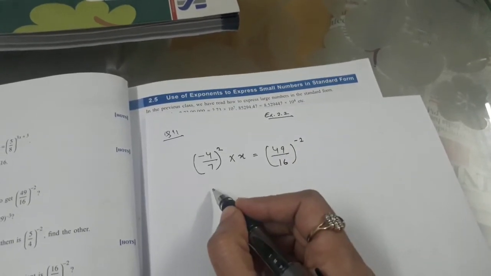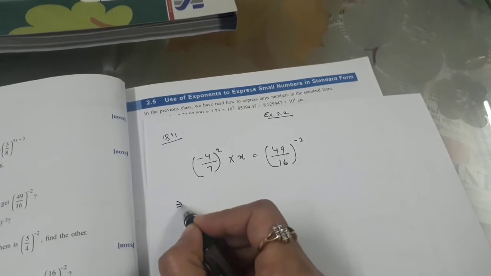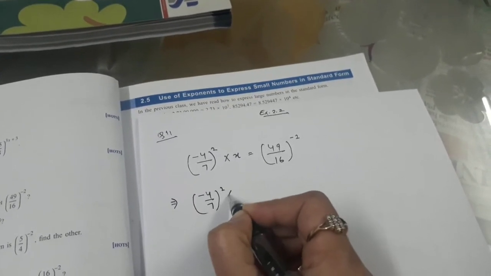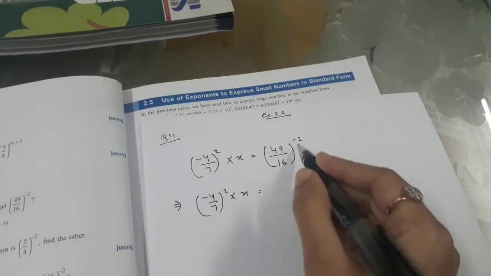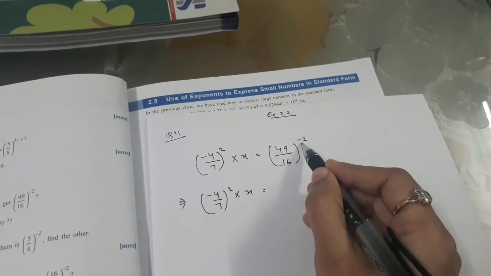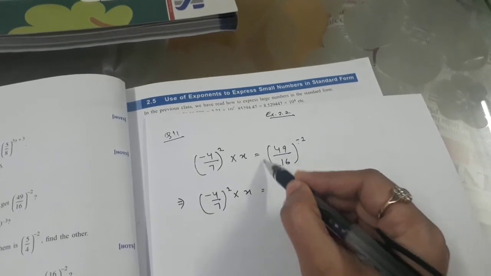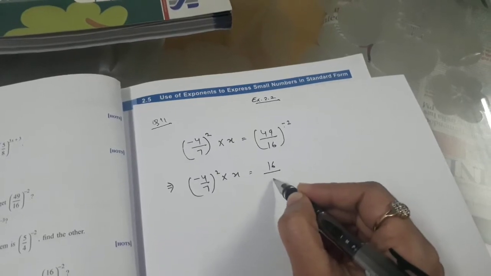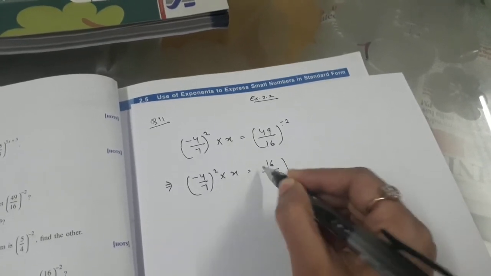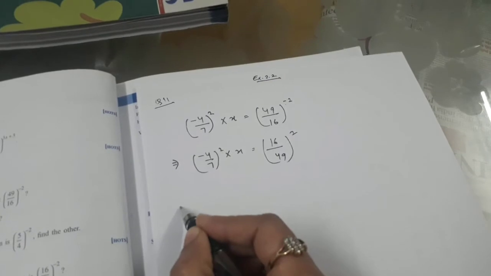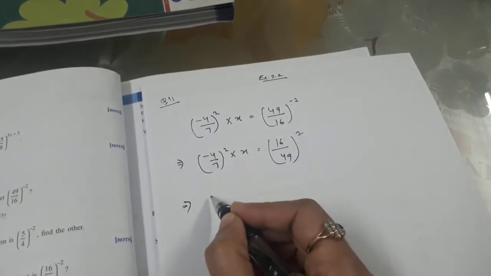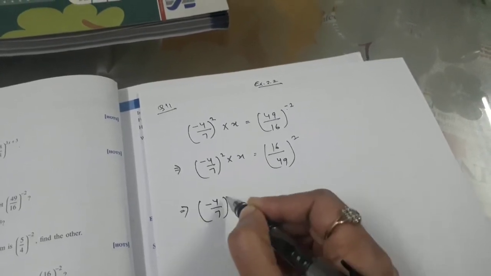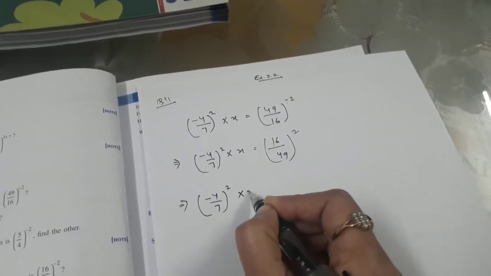So, our next step would be, first of all, we will remove negative from the powers. If we remove negative from the power, the number will get reciprocated. So 49 by 16 would become 16 by 49 whole raised to the power 2. So next step would be minus 4 by 7 raised to the power 2 into x.